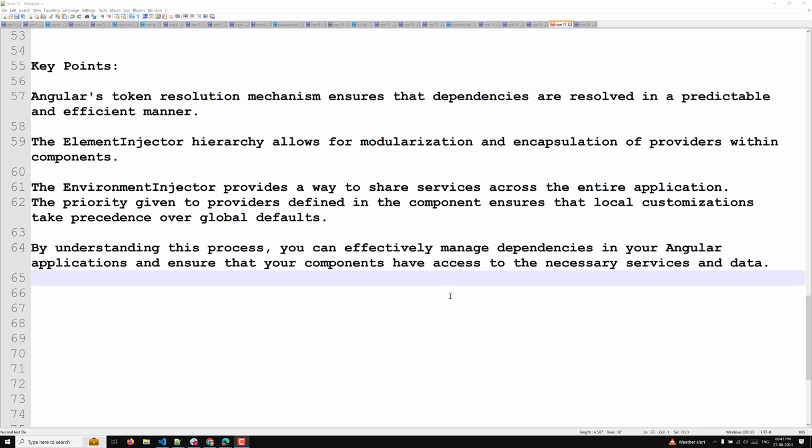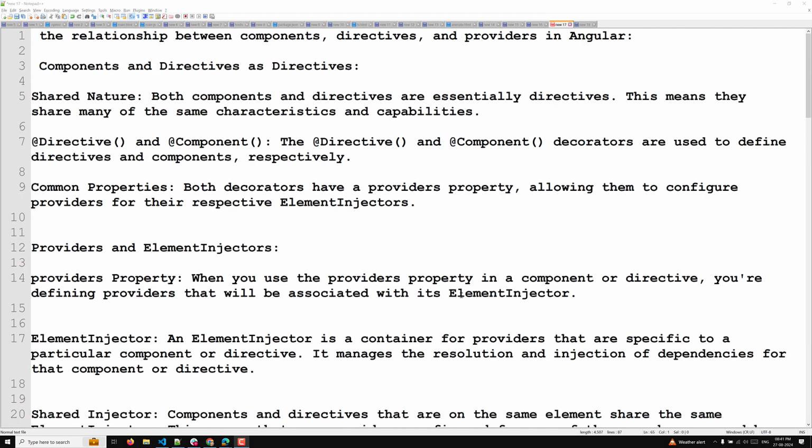So this is all I wanted to tell you about the element injector. Hope you understood this concept of the element injector.